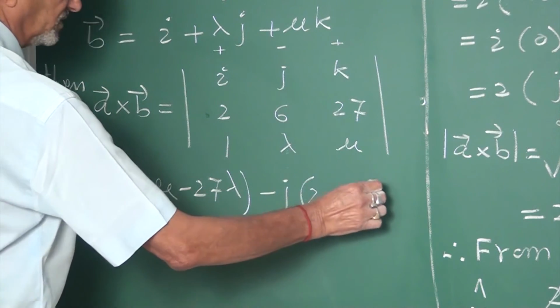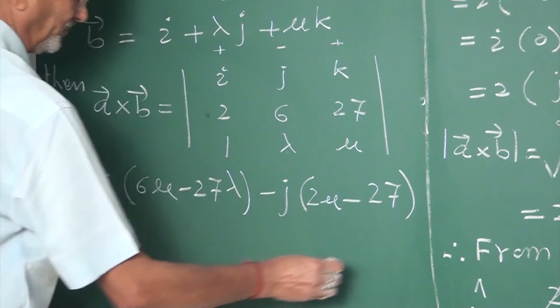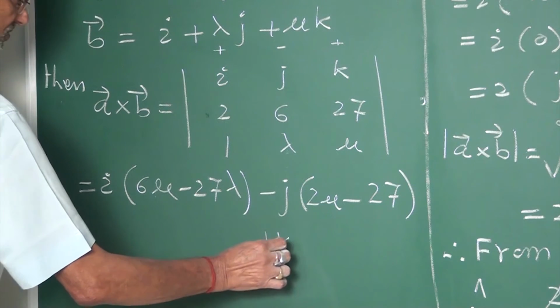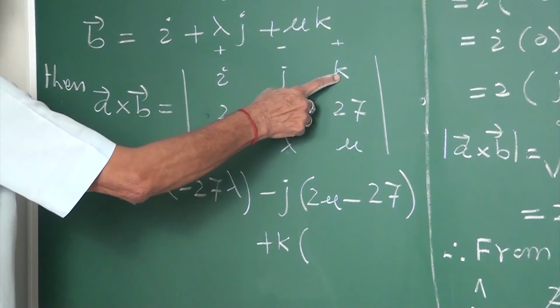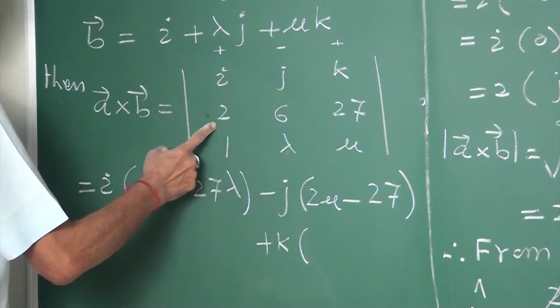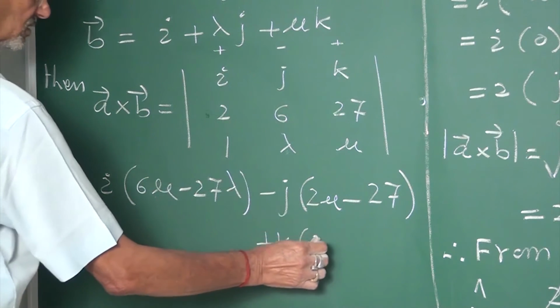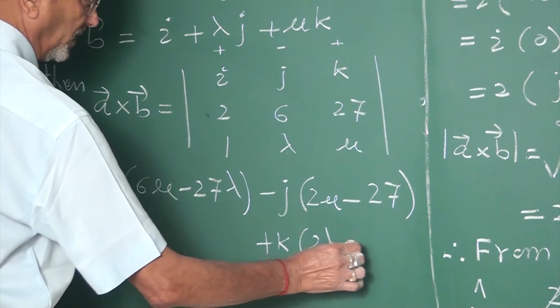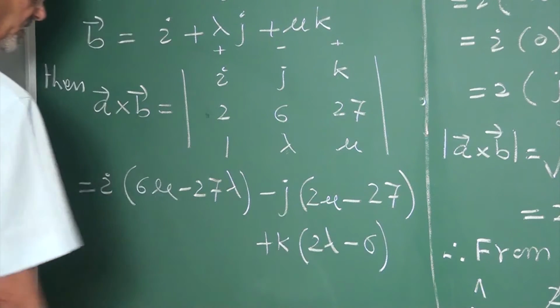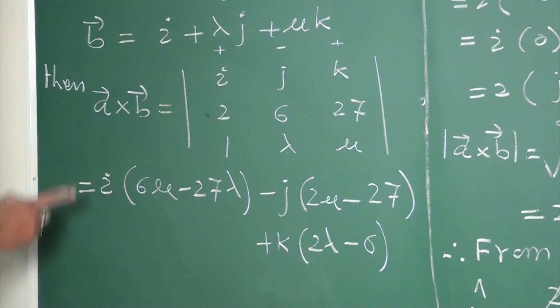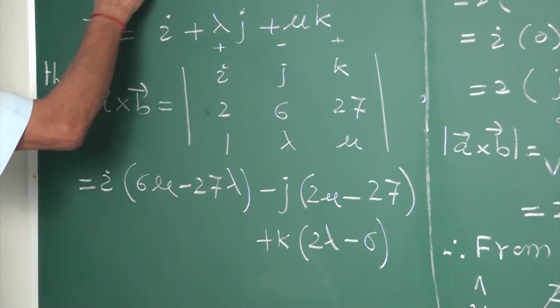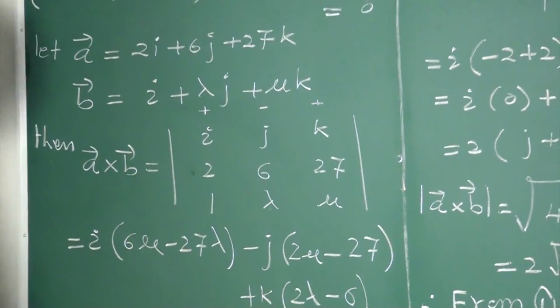Minus 27, plus k into, k means first row, last column: 2 lambda minus 6. This is what? A cross B. But A cross B is a zero vector.